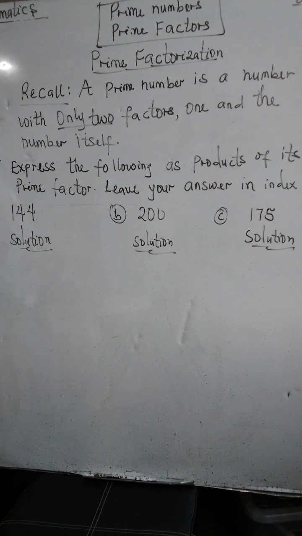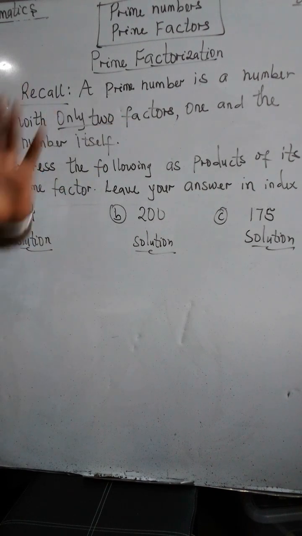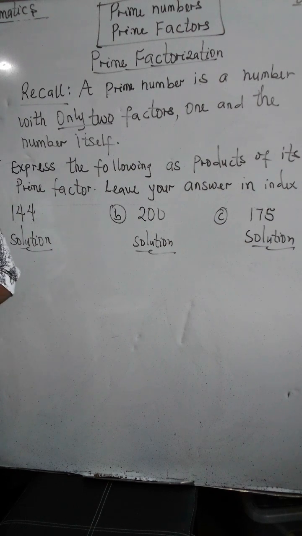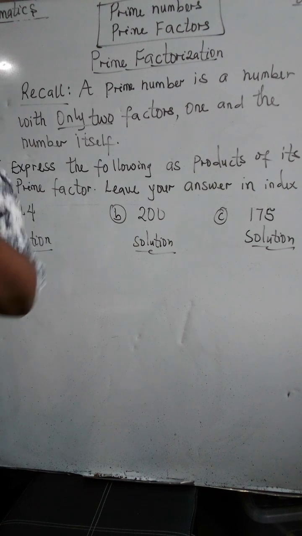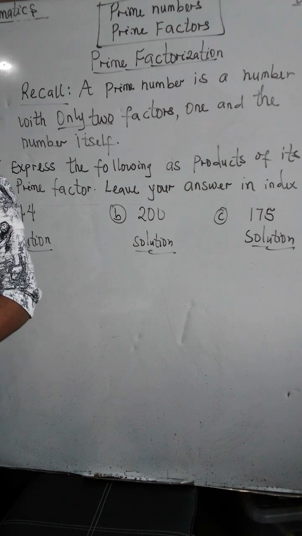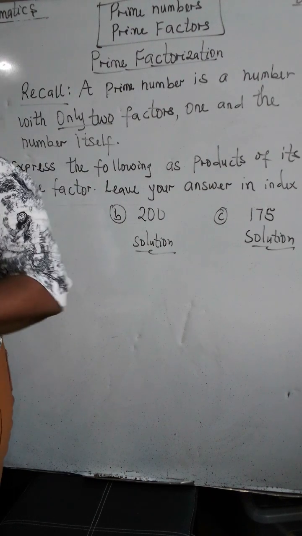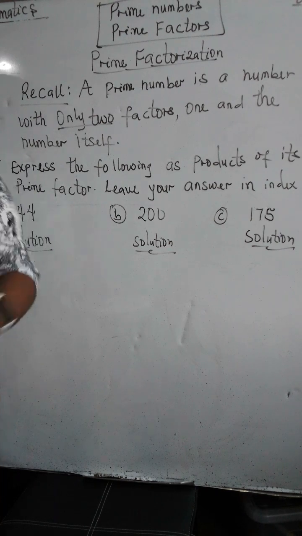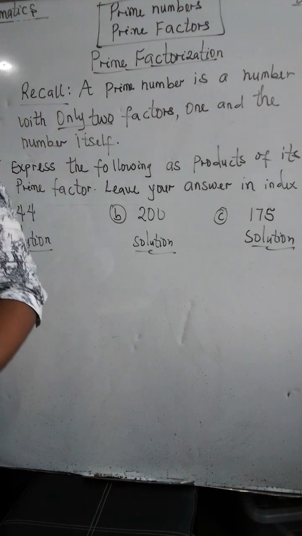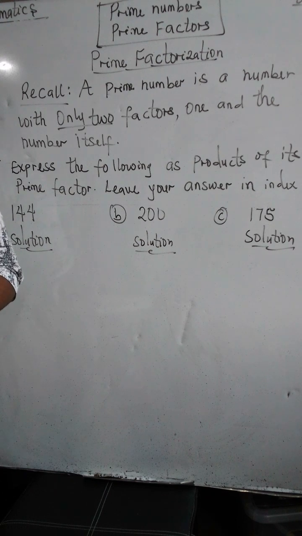Do you get that? So if a prime number is a number with only two factors, what then is a factor? When I say get the factors of this number, get the factors of that number, what I'm simply asking you to do is to get a number that can divide the number you're looking at exactly without a remainder. So we're saying that a factor is a number that can divide another number exactly without a remainder. So for a number to be prime means it has only two factors.